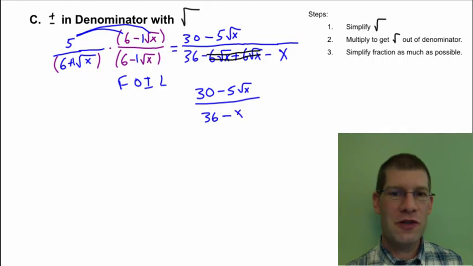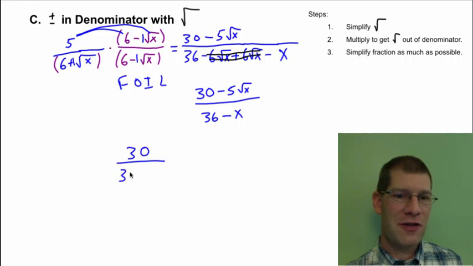Now in order to reduce, you can break this up into two different fractions, but if you did that it'd have to look like this. You can't break up the denominator. So 30 over 36 minus x, and then a minus from that minus right there, 5 square root of x over 36 minus x.